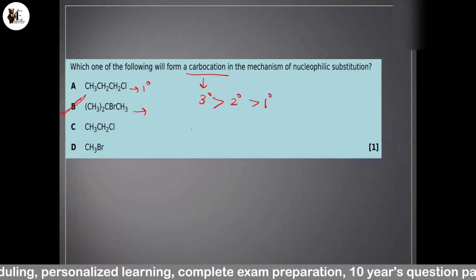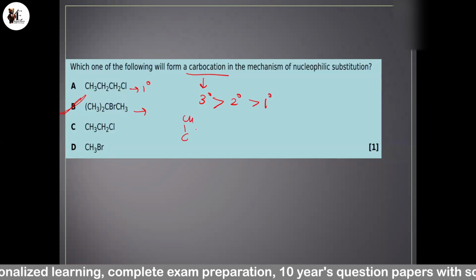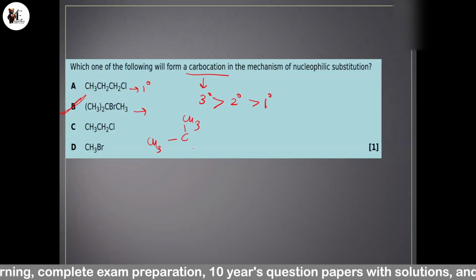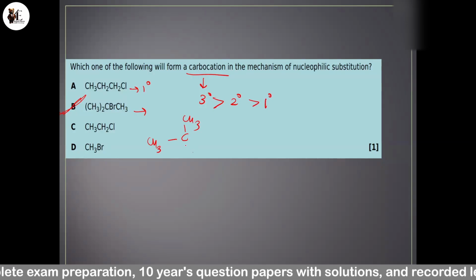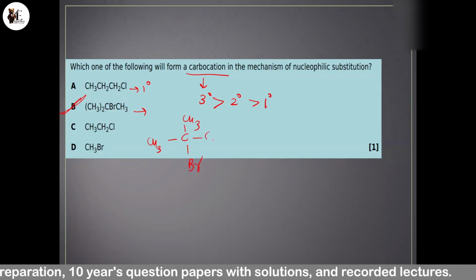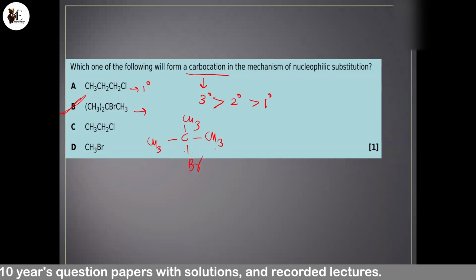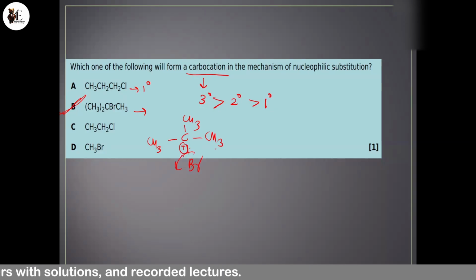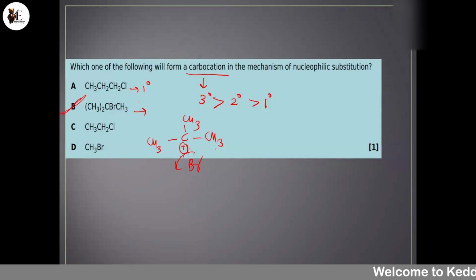If we talk about the second one, then it is CCH3, CH3, and then we have Br, CH3. So it is a 3-degree carbocation. Okay, it will form a carbocation. Bromine will leave from here, and positive charge will develop here. So this is your tertiary alkyl halide. It will form a tertiary carbocation, which is the most stable type of carbocation. This compound is highly likely to undergo your SN1 reaction.